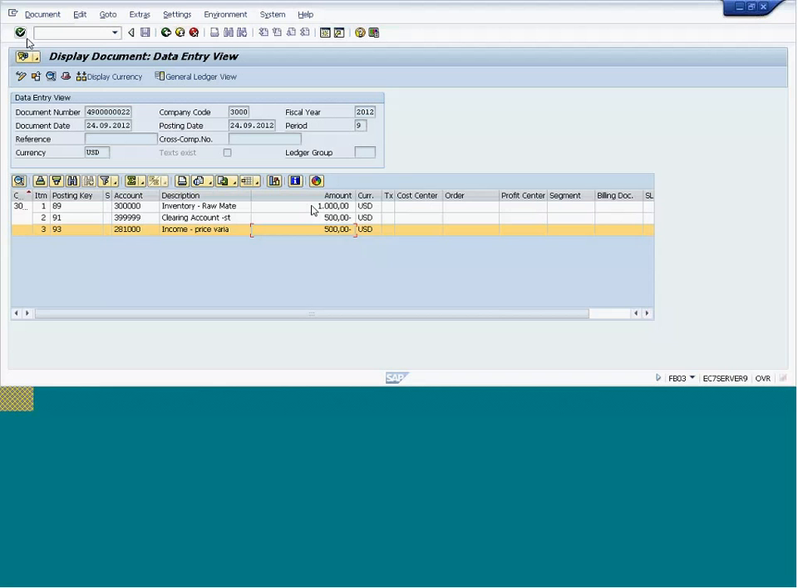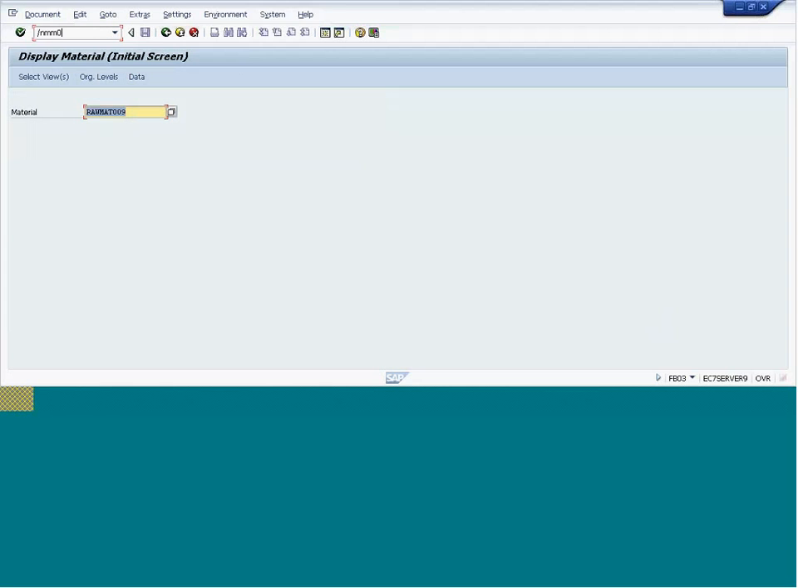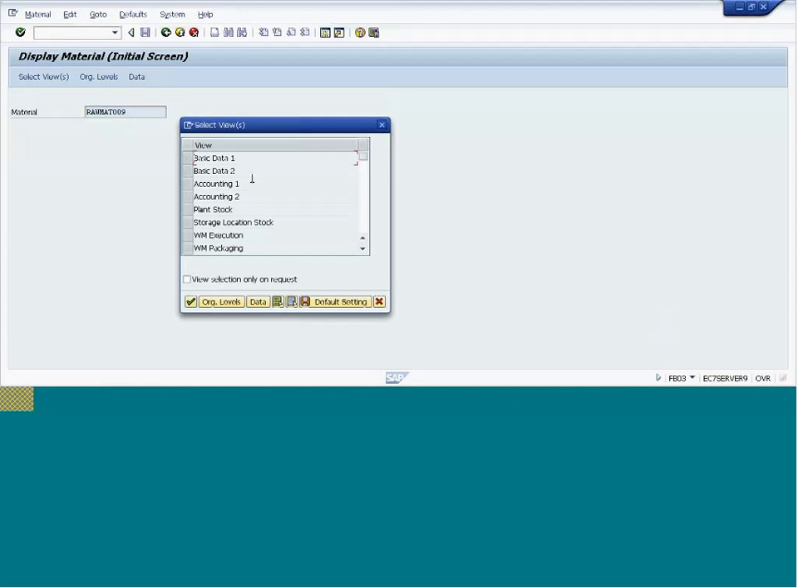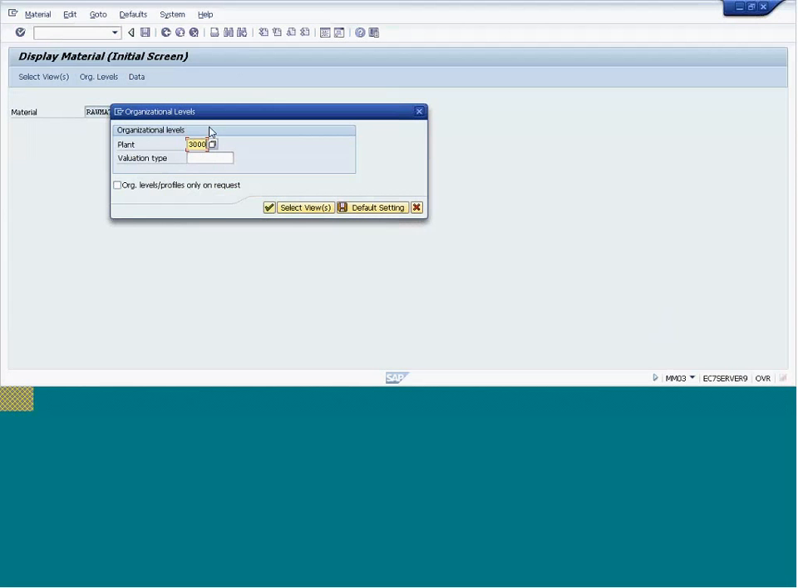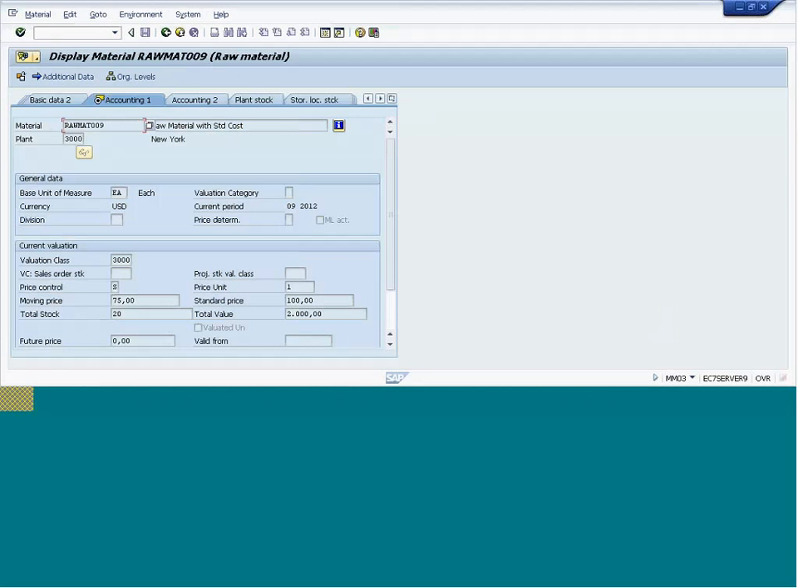Okay, let us go and see what happened in the material master. Nothing happens there actually. It shouldn't, because it is the same price. Yeah, but the average price might have changed. Now your stock value is 2,000, and it is still $2,000.